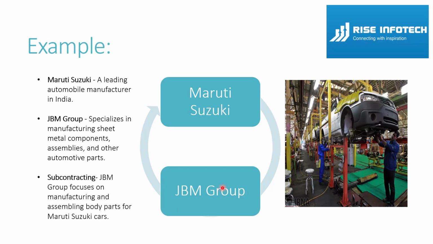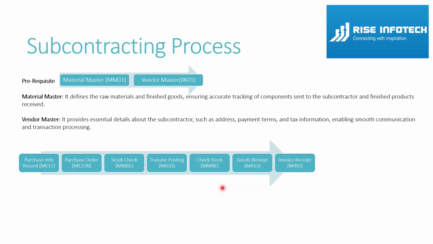This is the basic example, and this is how subcontracting works in SAP as well. So let's take a look at the process. As a prerequisite, you need to have the material master, meaning raw materials and also finished goods, and you need to have a vendor master too, I mean a subcontracting vendor. There is a special procurement where you select whether they belong to standard vendor or subcontracting. This is about the prerequisite.